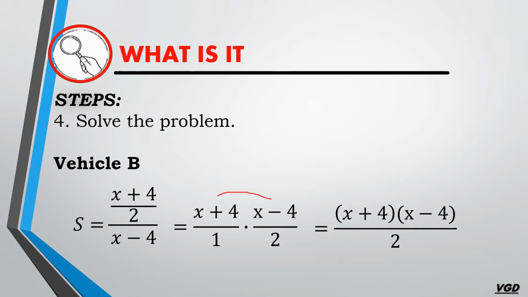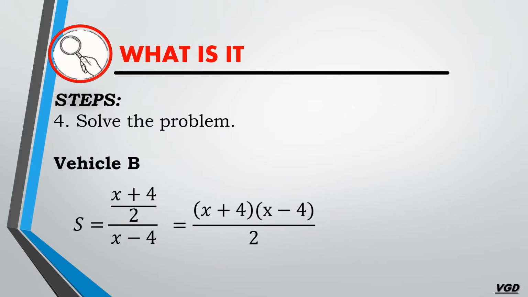Now, let's multiply numerator to numerator, denominator to denominator. So we will have the quantity of x plus 4 times the quantity of x minus 4 over 1 times 2, which is equal to 2. By using the FOIL method for the numerator, we can expand this one. Applying the FOIL method, first: x times x is equal to x squared.